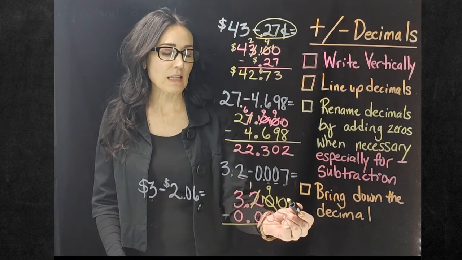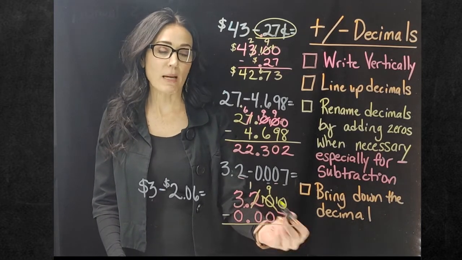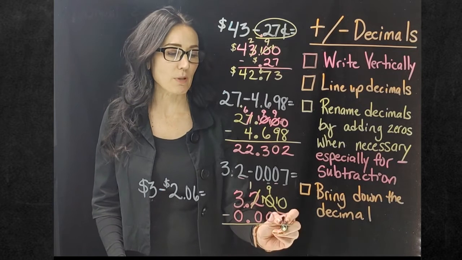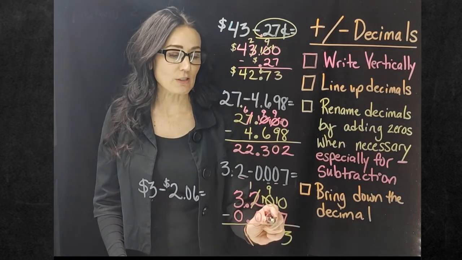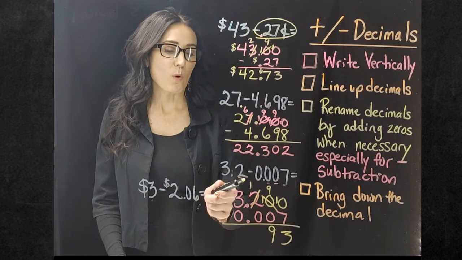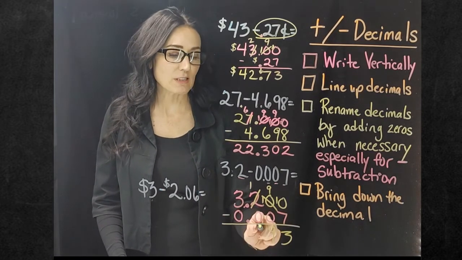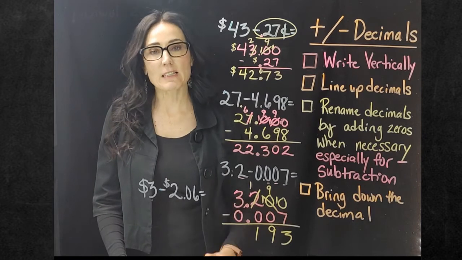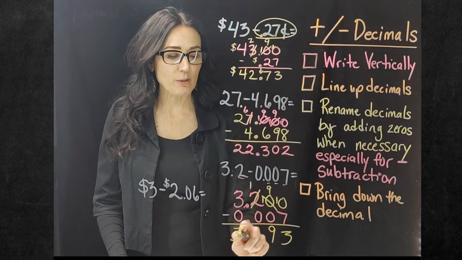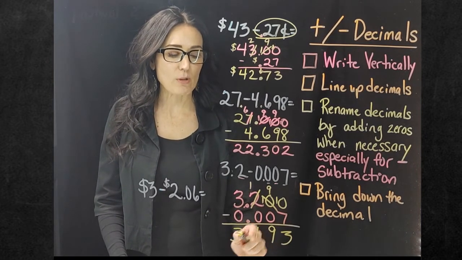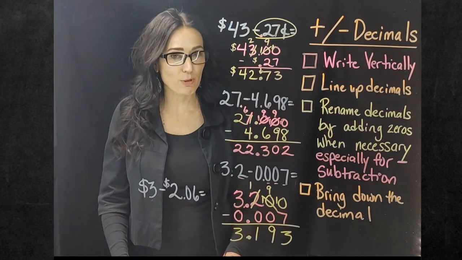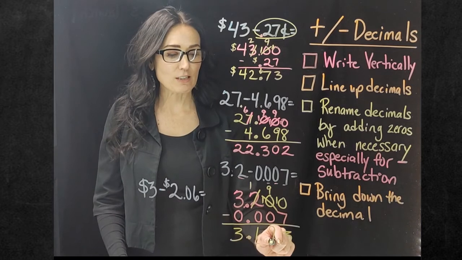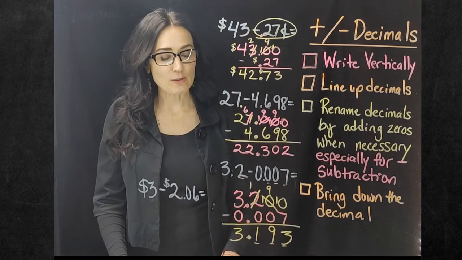So let's go ahead and take 10 thousandths minus 7 thousandths is going to be 3. 9 thousandths minus 0 thousandths is going to be 9. 1 thousandths minus 0 thousandths is 1. And 3 minus 0 is 3. And we are going to bring that decimal straight down for our final answer of 3 and 193 thousandths. 3 decimal places would be called thousandths.